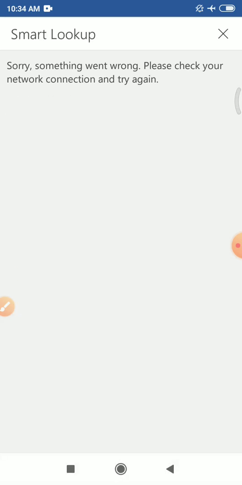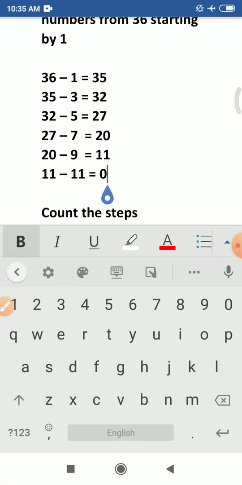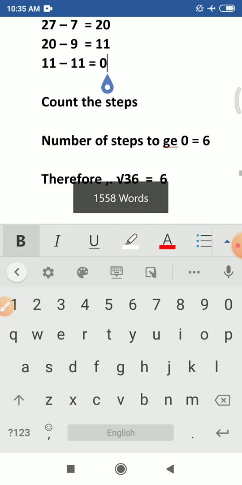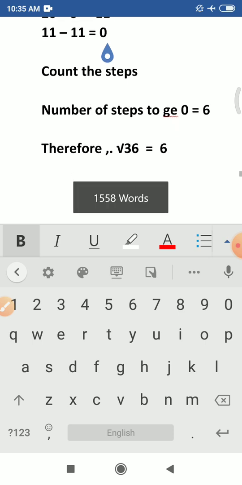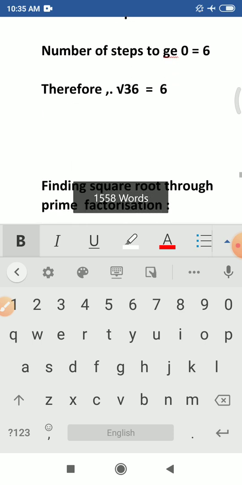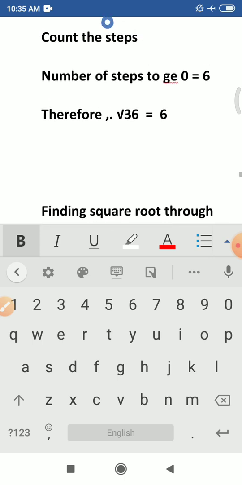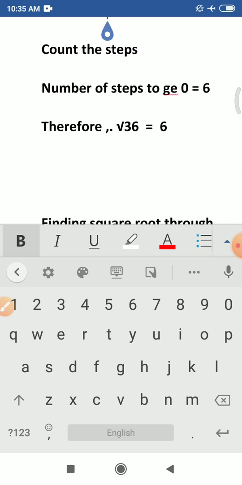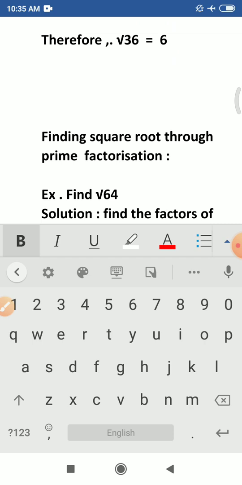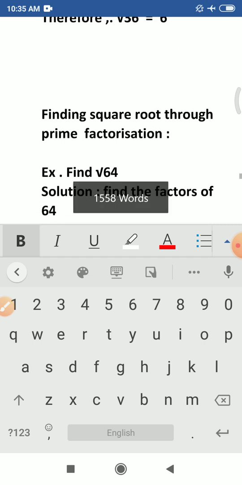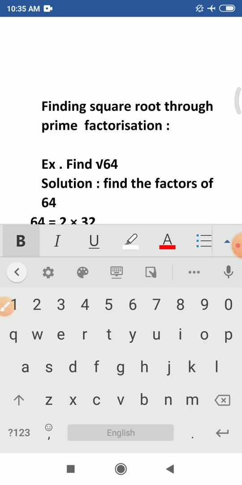So 6 steps are there to get the answer 0. So that's why the square root of 36 is equal to 6. This was the way to find the square root through repeated subtraction. But if the numbers are very small, this method is very easy. When the numbers are very big, it is a little troublesome or lengthy. To avoid this, we have another way, that is finding square root through prime factorization.